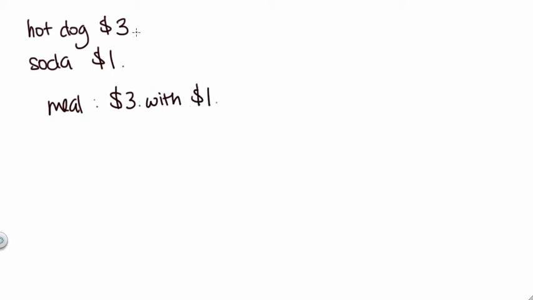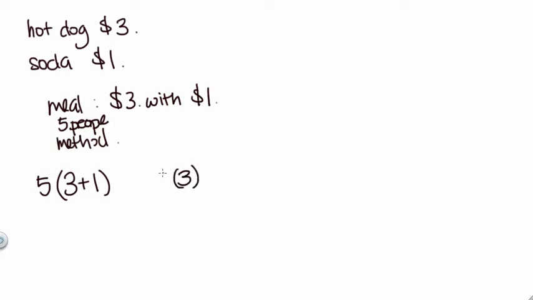We probably went through a similar example, if not the same thing, before. One way to do it would be to add the two together and then multiply it by however many people we're taking. So let's suppose that we're buying for five people. We could do 3 plus 1 times 5, or we could look individually at how many hot dogs and the cost, and also how many sodas and the cost. Right? It doesn't matter which way you do it, it should be the same.